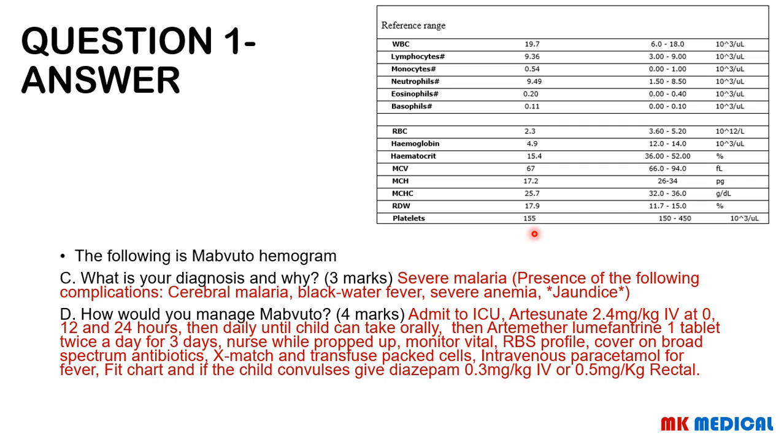They have features of, of course, cerebral malaria, which is convulsions 2 times a day. They have blackwater fever, that black tea-like urine, because of hemoglobinuria. They also have severe anemia. Of course, their Hb is 4.9.